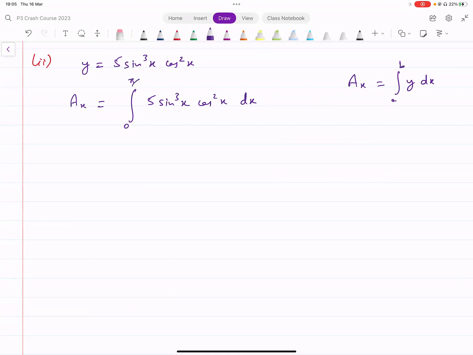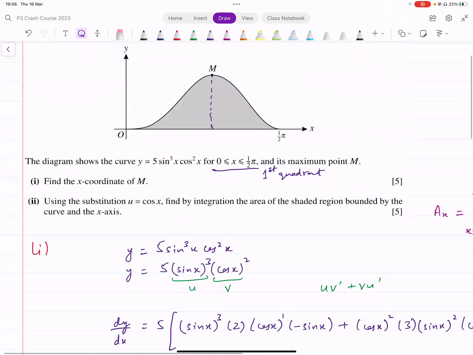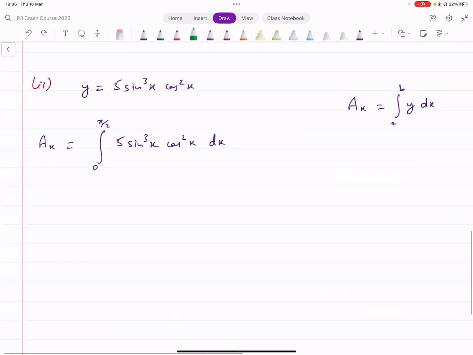So essentially what we have to do here is we just have to evaluate this integral. Now for evaluating this integral, they've given us a substitution. All right, so when they give us a substitution, we have to use that. It says using this substitution, u equals cos x, find that area. Now let's write the substitution down here. u equals cos x. This is what you'll be using here.